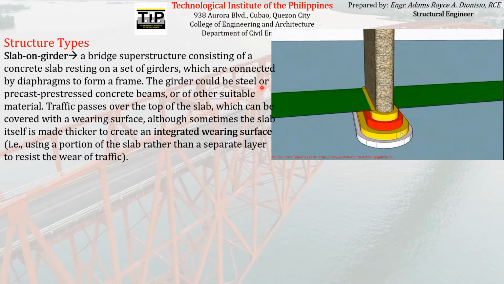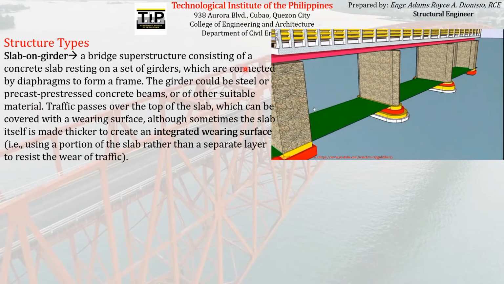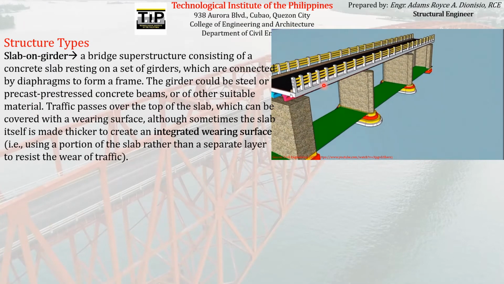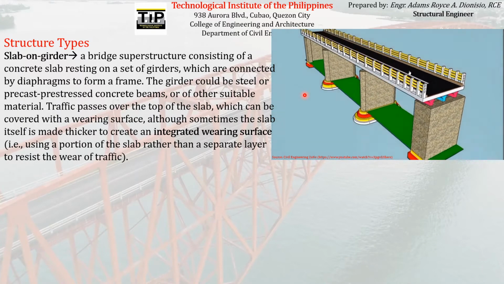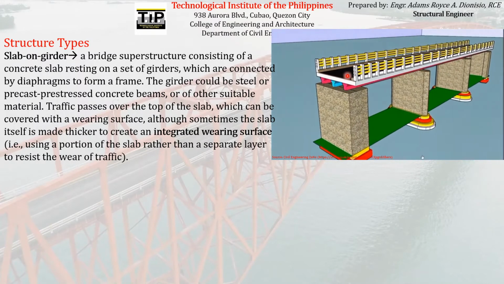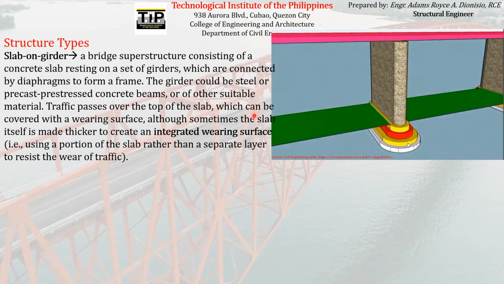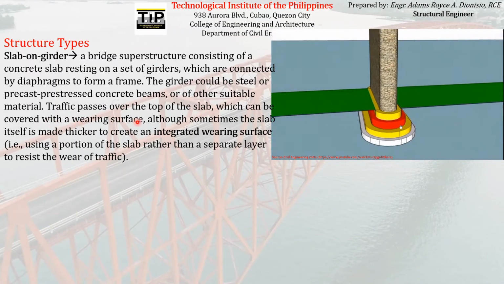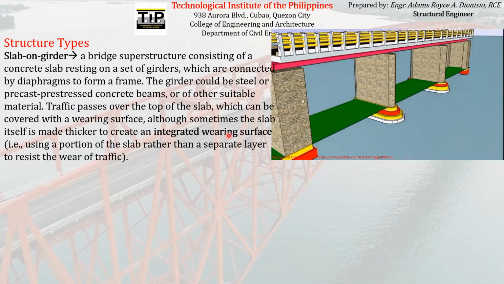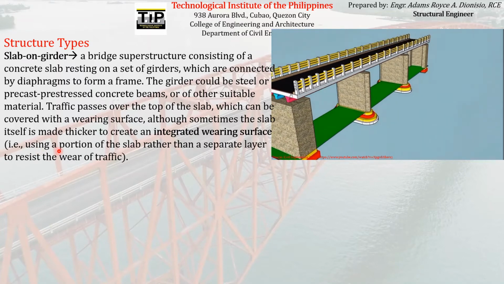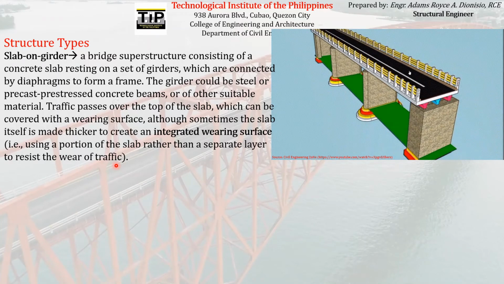The girder could be steel or precast pre-stressed concrete beams or of other suitable material. So these supporting diaphragms or primary members or girders can be made out of steel or precast pre-stressed concrete beams. Traffic passes over the top of the slab, which can be covered with a wearing surface, although sometimes the slab itself is made thicker to create an integrated wearing surface, like using a portion of the slab rather than a separate layer to resist the wear of traffic.